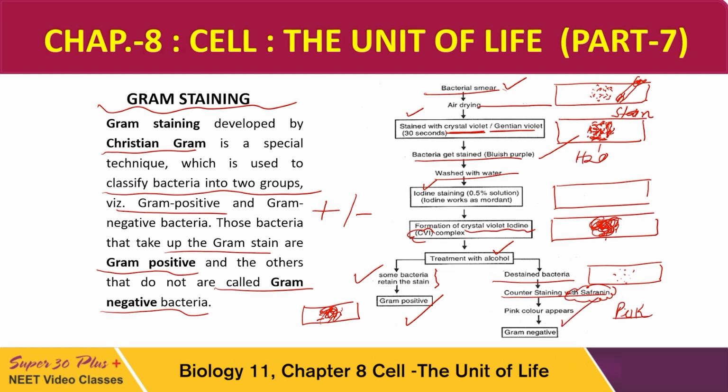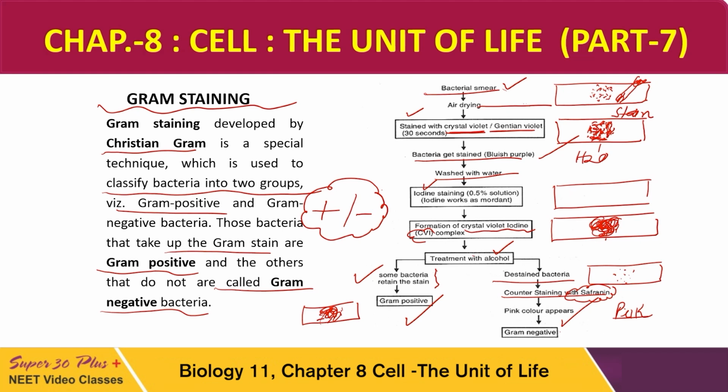But the important thing is that the bacteria in which the stain is washed out after treating with alcohol are known as gram negative, and those in which the stain is retained are known as gram positive ones. Is it clear? Very important flow chart. So by now we have divided bacteria into two groups, gram positive and gram negative.